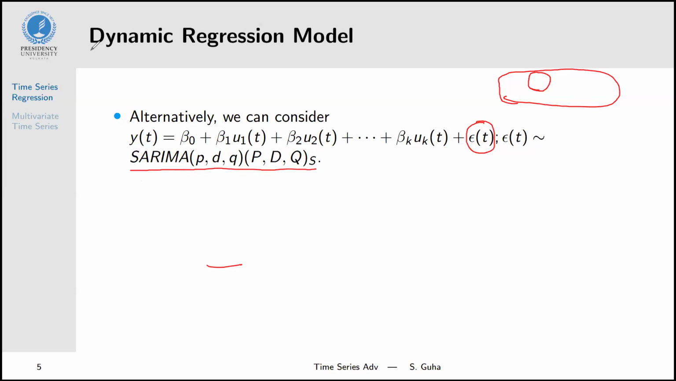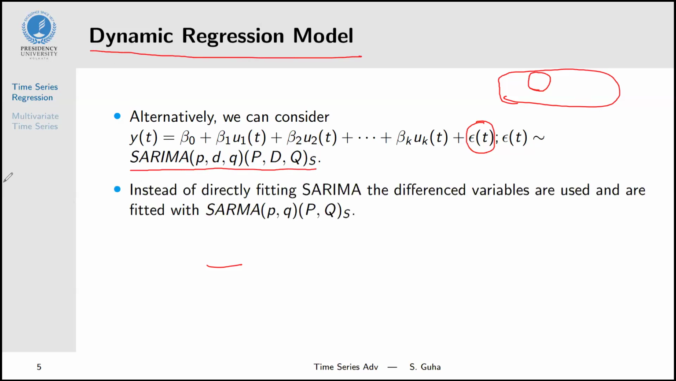So this model has a name. This is called the dynamic regression model. Now, how to statistically fit such a model? There are certain techniques for doing that. Of course, we can always use packages to fit this model and come up with the result. But what is the background mechanism? The mechanism is that suppose this epsilon t is a SARIMA model. So what is the meaning of that? Let me show with an example.